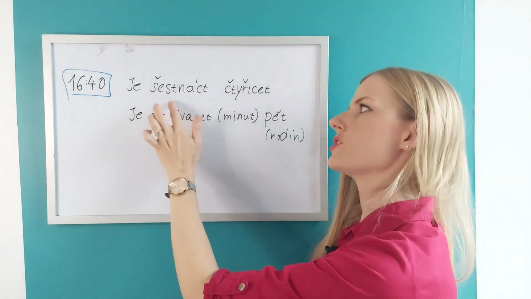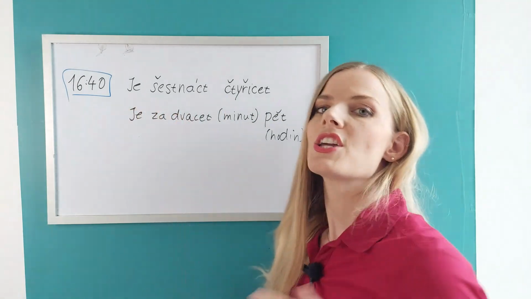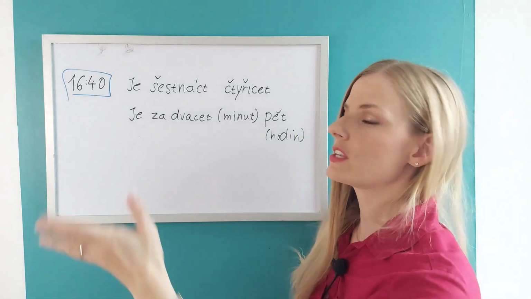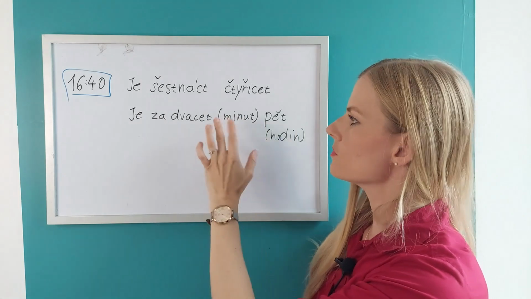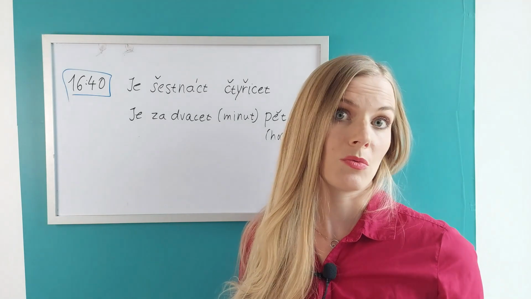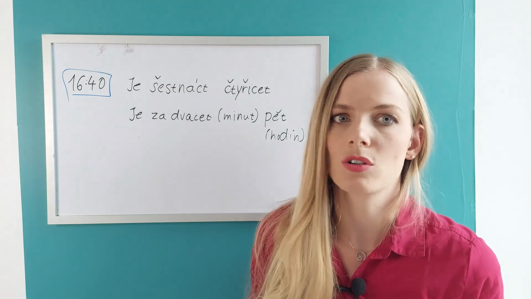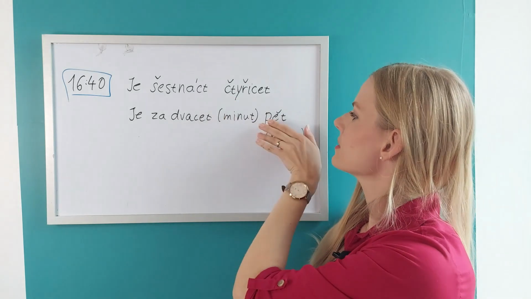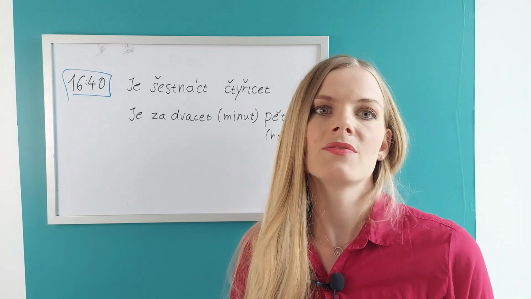16:40 je 16:40. We could also say je za 20 minut 5 hodin. If we include these words minut and hodin, it would be quite proper. It is in 20 minutes 5 o'clock. Typically we would just say this without the words in parentheses. We would just say je za 25. It is 5:20.